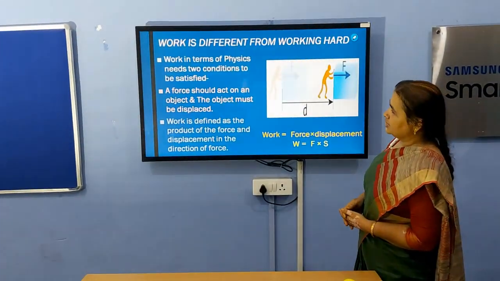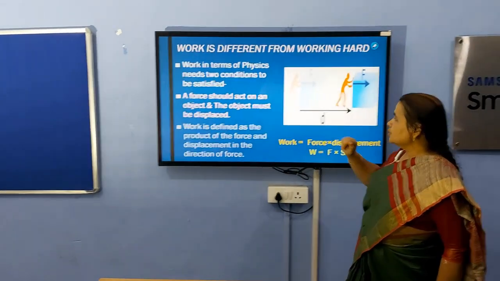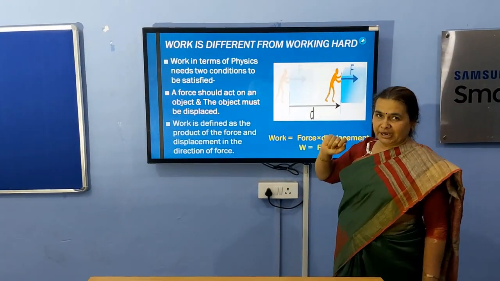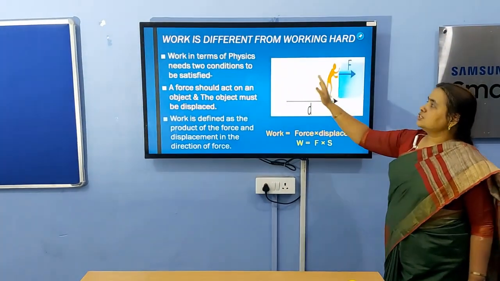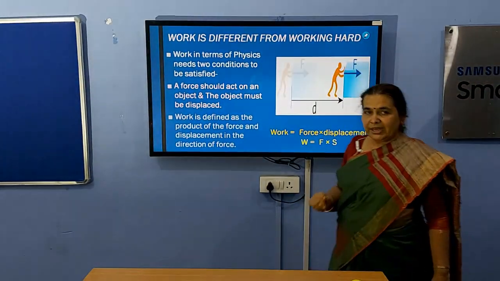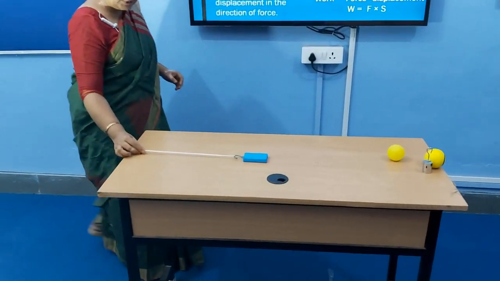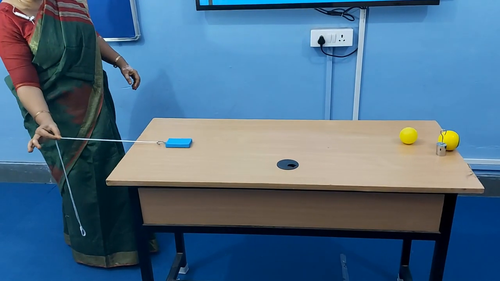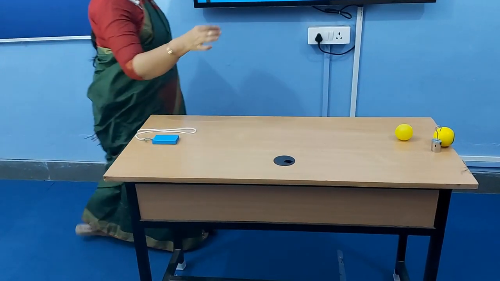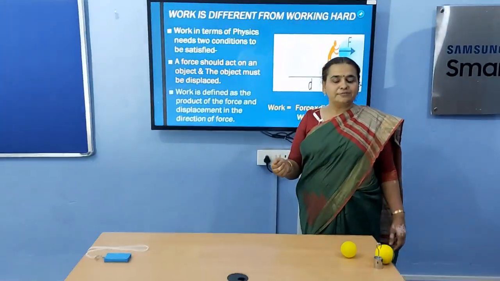Work in terms of physics needs two conditions to be satisfied. Number one is force, which is applied by this man. Number two is the displacement of the box on which this force is applied. If they are acting along the same direction, like this, if I am pulling this block in this direction and the displacement is also along the same direction, then the formula for work done in these cases is W is equal to F into S.